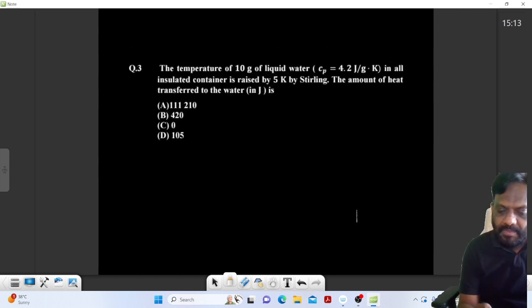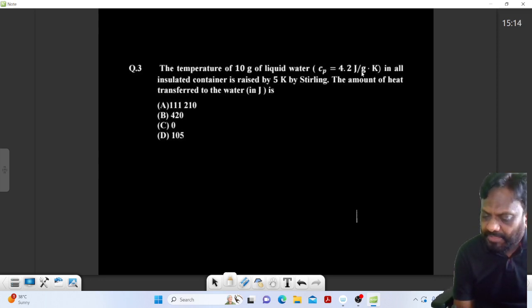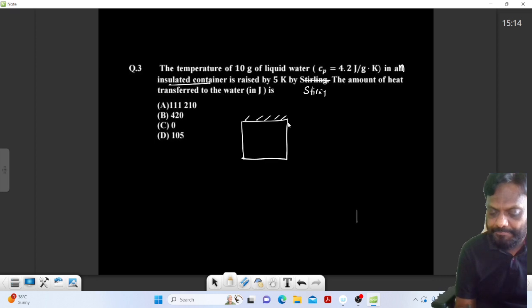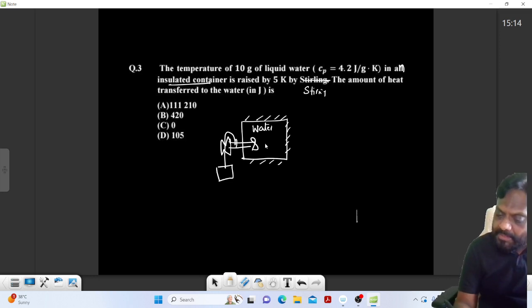Now next. The temperature of 10 gram of liquid water in an insulated container is raised by 5 degrees by stirring. The amount of heat transferred is, this is a good question, sir. You may be wondering, look here, it is completely insulated, and we have 10 gram of water and there is a stirrer. This water is mixed with the help of this stirrer.